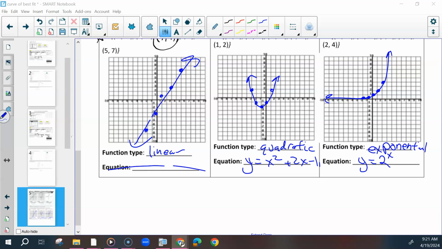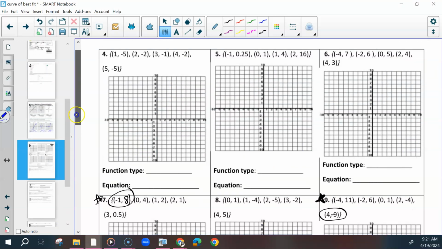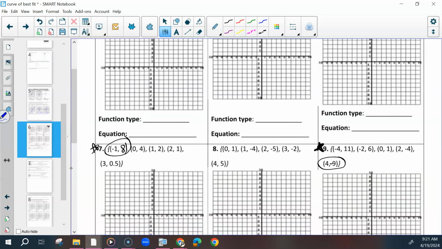How do you do this? Like the whole thing, or just the list? Everything. There are a couple typos, so fix this in 7. The first one should be negative 1, 8, and then number 9, the last point should be 4, negative 9. Which one? 7 and 8. But we're not going to do those. We're going to move on to 10.